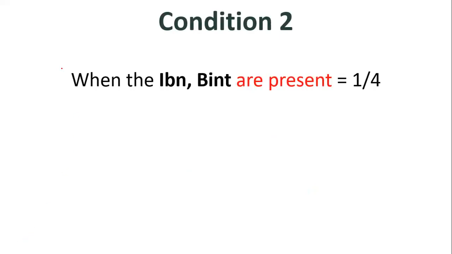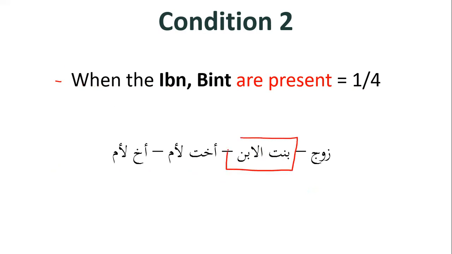Another example for condition number 2, which hopefully we know by heart by now. When the Ibn or Bint are present, the Zawj will receive 1/4 of the inheritance. And so in this question, we can see that the Bintul Ibn is present. And we know that the Bintul Ibn falls under Bint. So because the Bintul Ibn is present, the Zawj will receive 1/4 of the inheritance. And we also know that the Ukht li Ummin and Akh li Ummin will be mahjub and receive nothing.